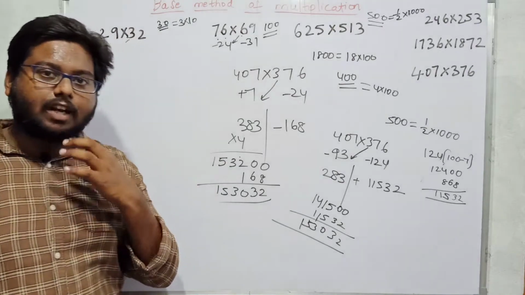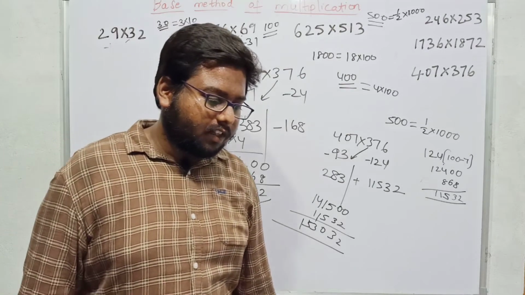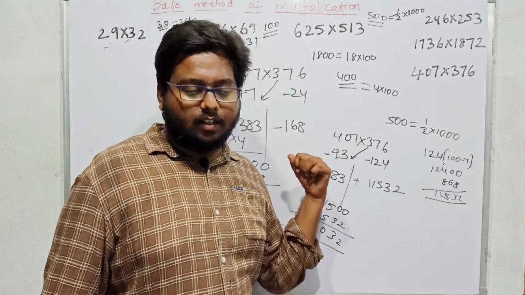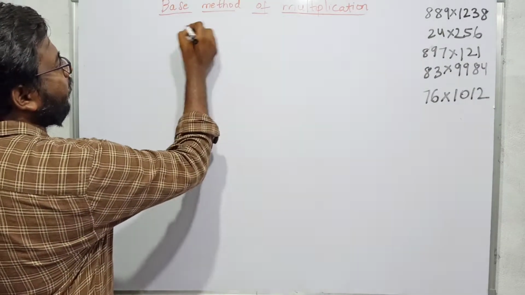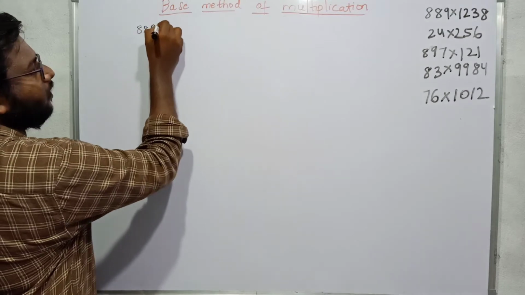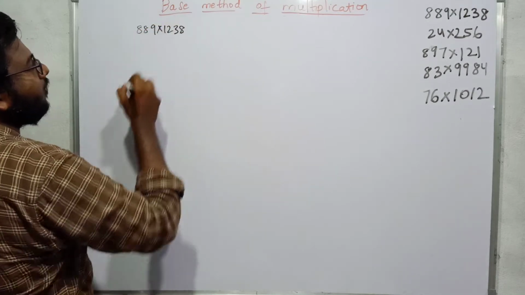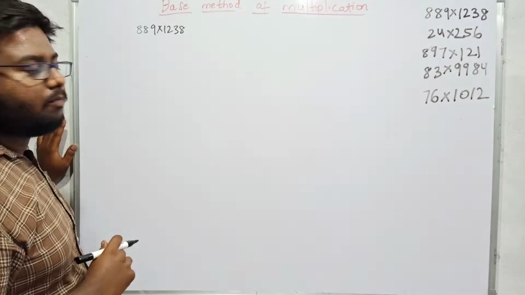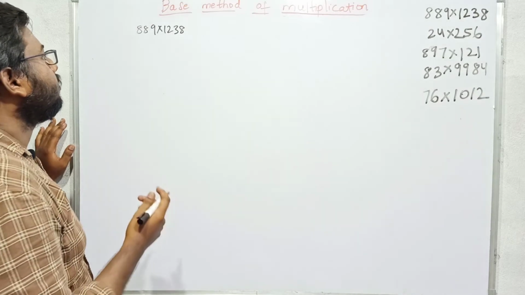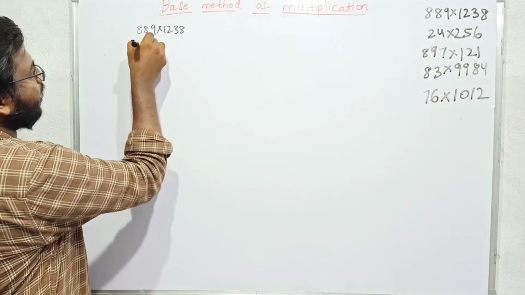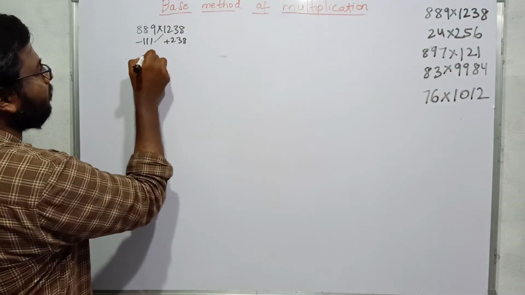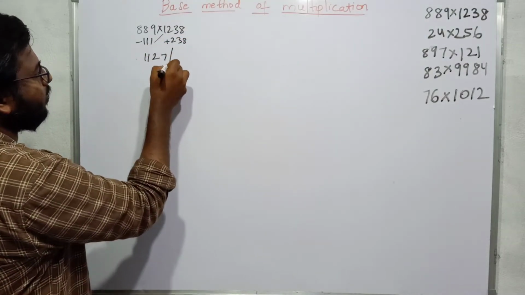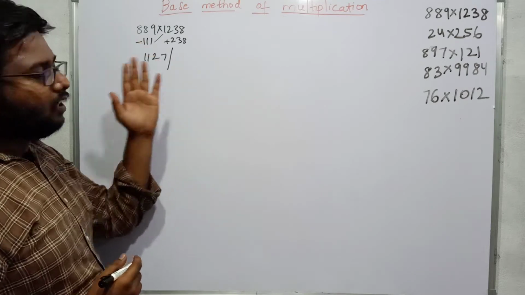If you get the concept clarity for this, now we will see some applications in the base method. Let us see some applications of this type. If I have to calculate 889 into 1238, these two numbers are closer to the decimal base number 1000. From 1000, this is how much gap? 111 gap. This is plus 238 gap. Always operate on the small number, 1127 slash. Then I have to multiply this 111 and 238.